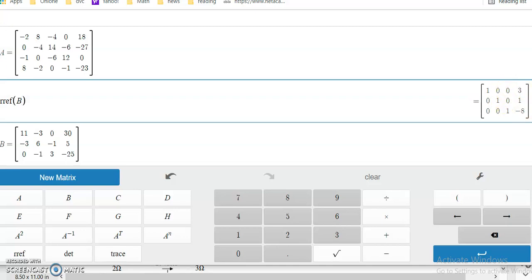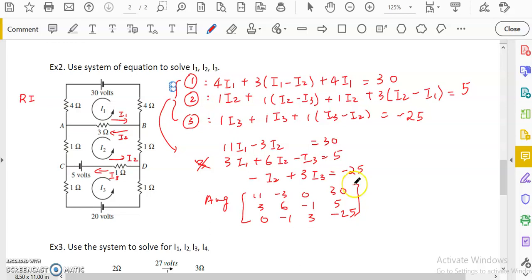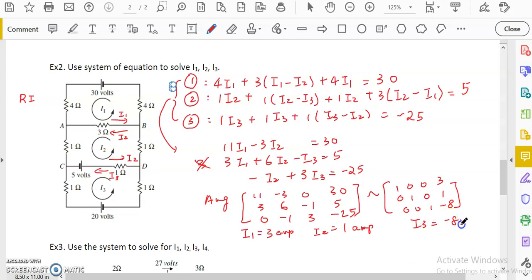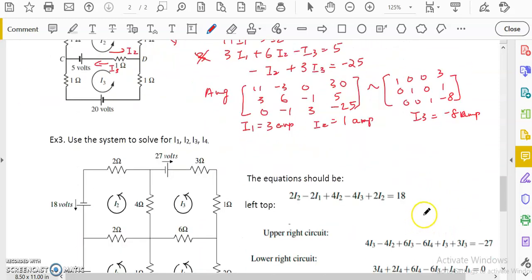So 1, 0, 0, 3; 0, 1, 0, 1; 0, 0, 1, -8. So I1 is 3 mA, I2 is 1 mA, and I3 is -8 mA. -8 mA just means that it's flowing not in the counterclockwise direction, but in the clockwise direction. Okay. Well, it has to do with the batteries being connected that way.